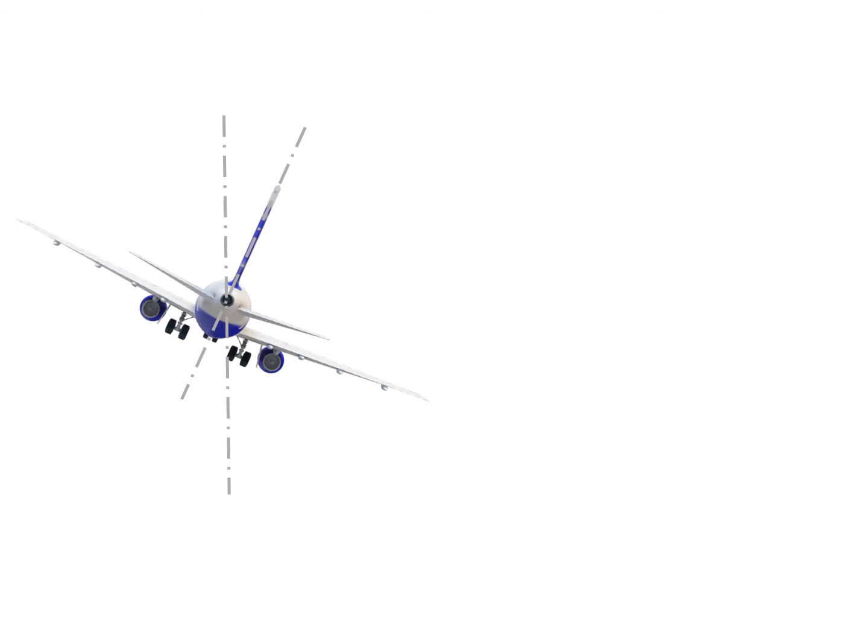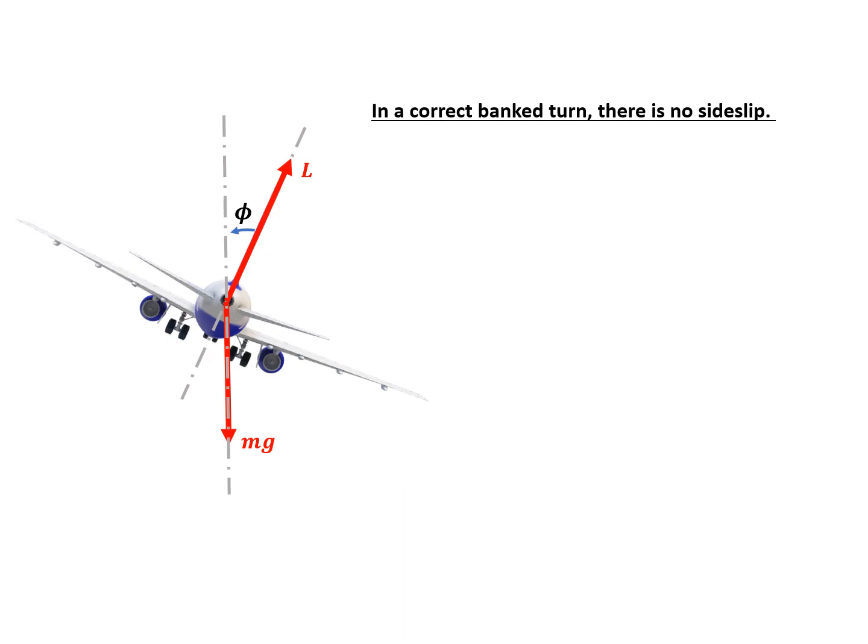Now we have the aircraft flying into the screen, and the bank angle is phi, and if we have a top view, the aircraft is turning clockwise. So we have the weight, the gravity force mg, and the lift force. Apparently it's not in equilibrium, so the forces are not balanced. In a correct bank turn, there should be no sideslip.